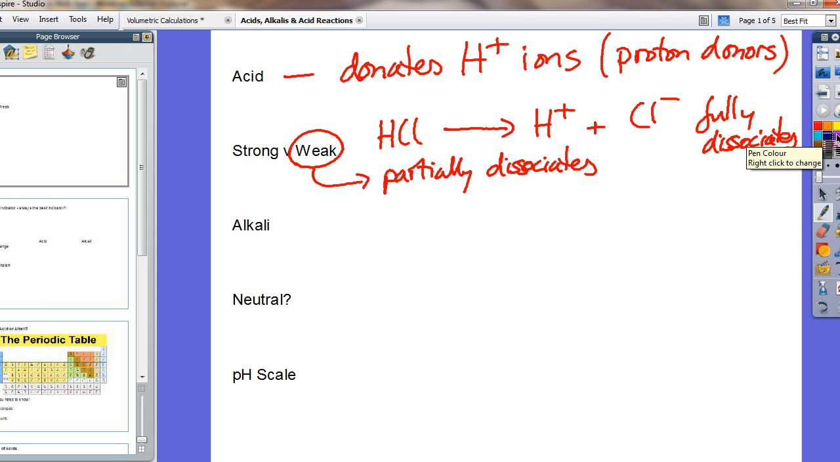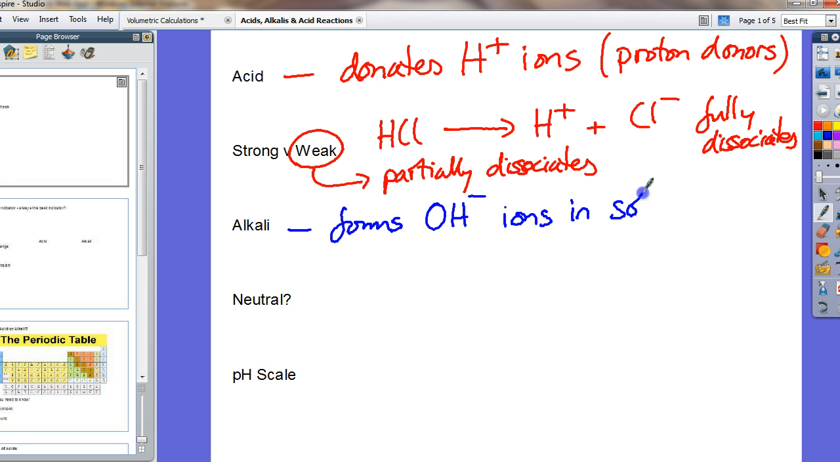Now, you often hear alkalis referred to as the opposite of acids. So an alkali is a substance which forms hydroxide ions in solution. And alkalis are actually water-soluble bases. The base is really the opposite of an acid. So if an acid is a substance that donates H plus ions, a base is a substance that accepts H plus ions.